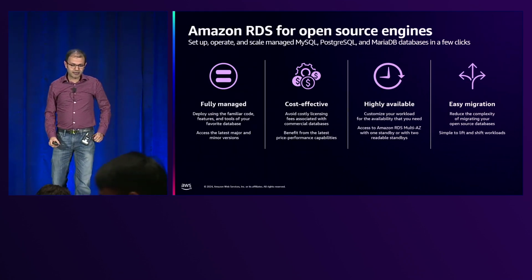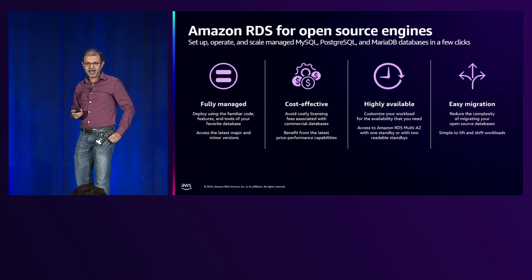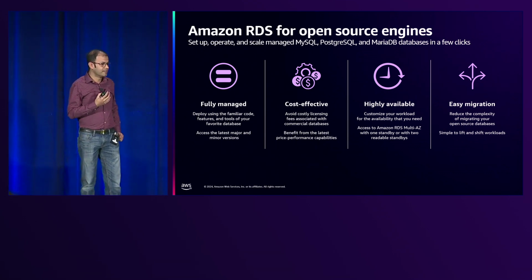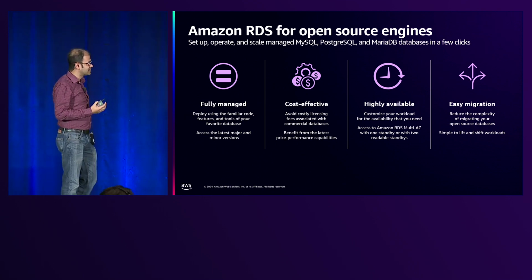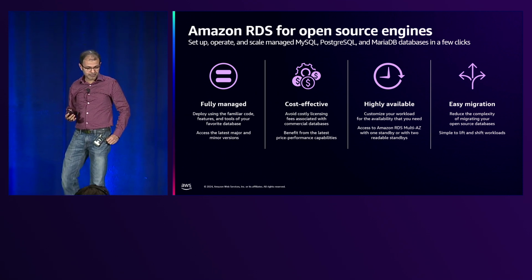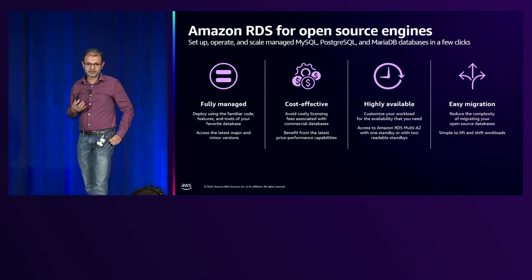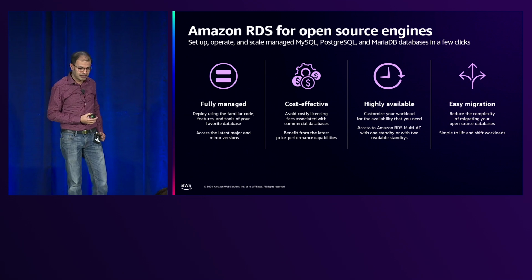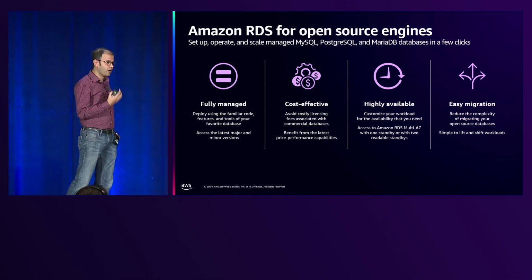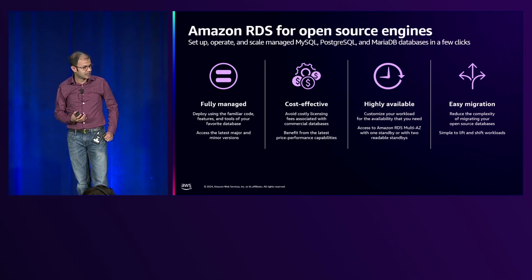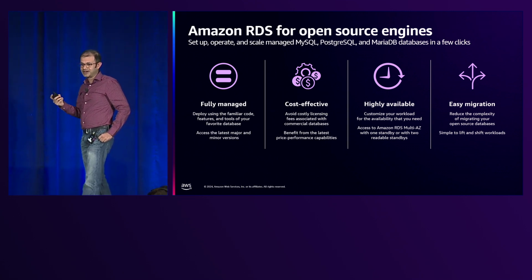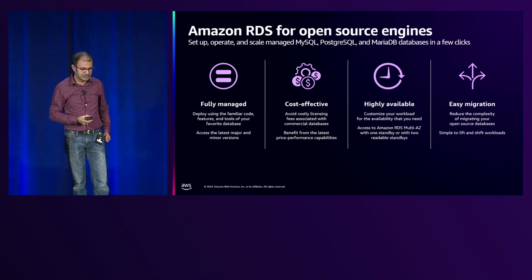As many of you are familiar, Amazon RDS for open source engine has been a premier database offering for more than a decade now. It makes it easy to set up, operate, and scale open source database engines such as MySQL, Postgres, and MariaDB. It's fully managed from a deployment, security, patching, availability standpoint. It's cost effective so that you don't have to rely on expensive commercial licensing. It takes care of high availability with options such as 3AZ, so that you can tolerate different types of failures, including even an AZ going out.